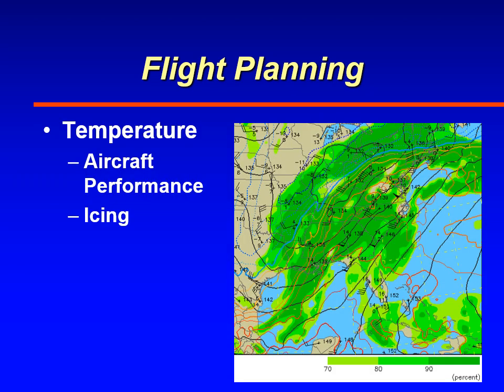You can use these charts also to get an idea of where the temperature profile is, looking for, of course, temperatures warmer than 0 when you're in clouds so that you don't get ice. If you have temperatures colder than 0 and clouds, then the potential exists for icing. Also, you could use the temperatures on this chart to figure out aircraft performance and true airspeed.